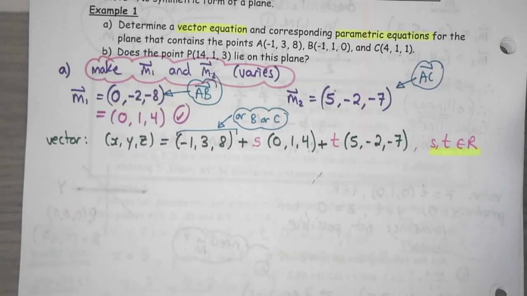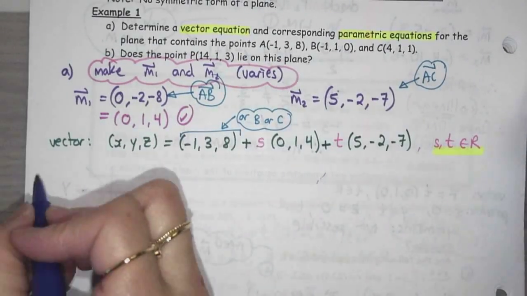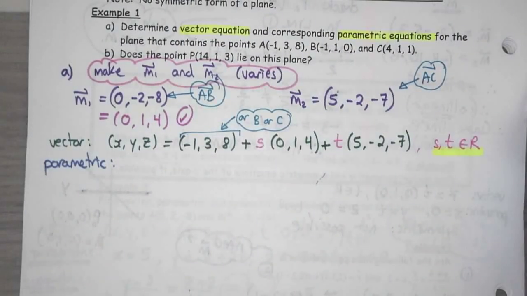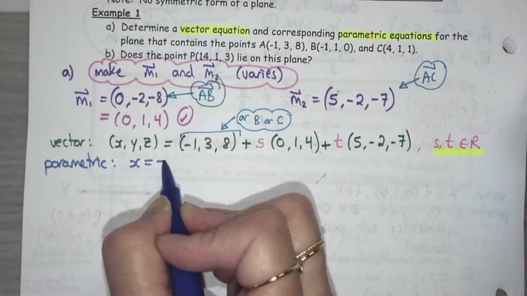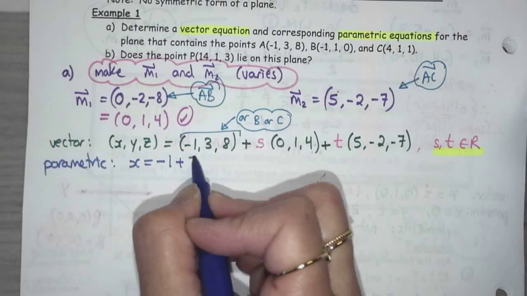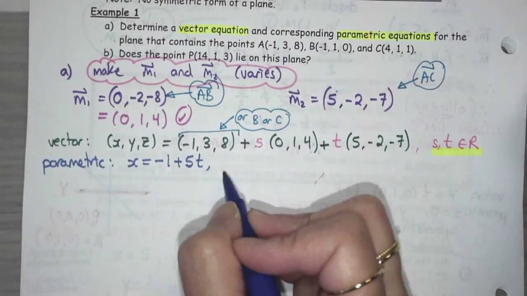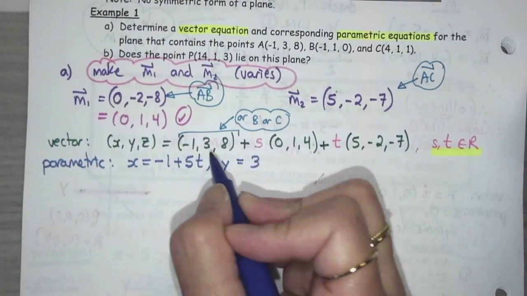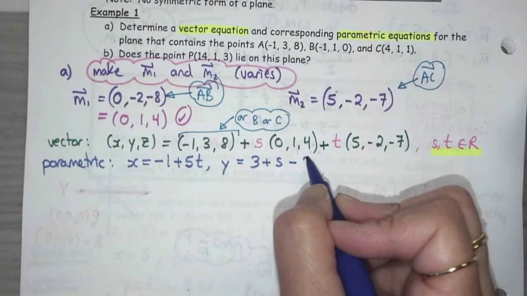I also asked you for the parametric, so switch that to parametric. Parametric would be x equals -1, no s because it's gone, plus 5t. No s because it's a 0. y equals 3s minus 2t.